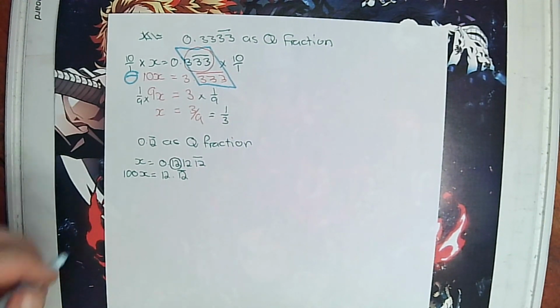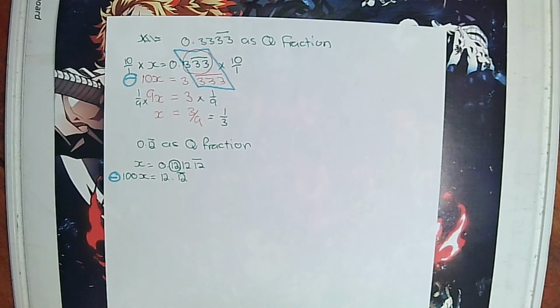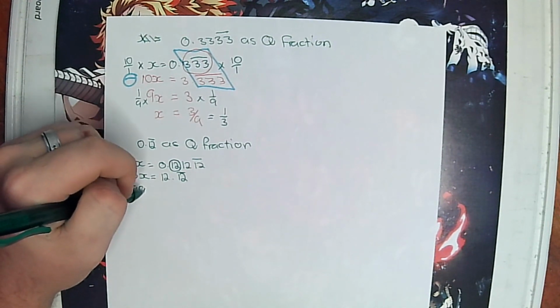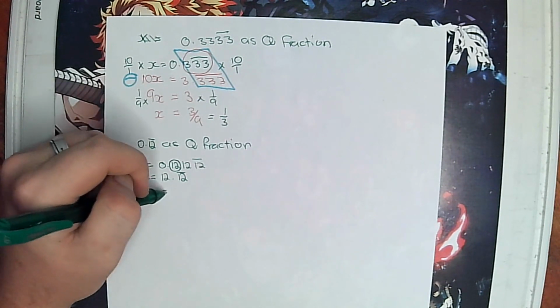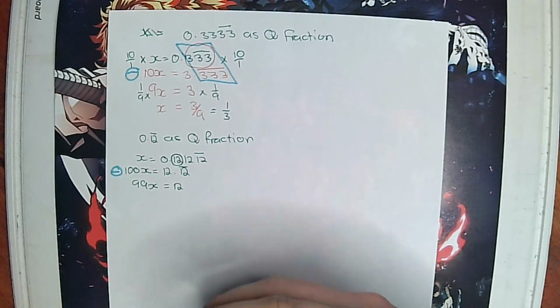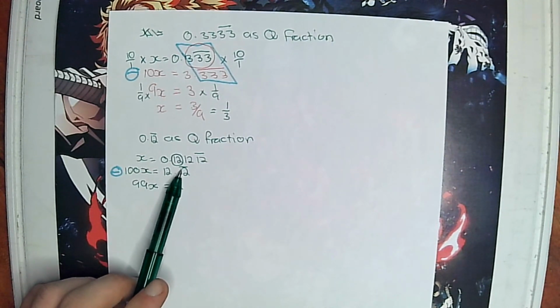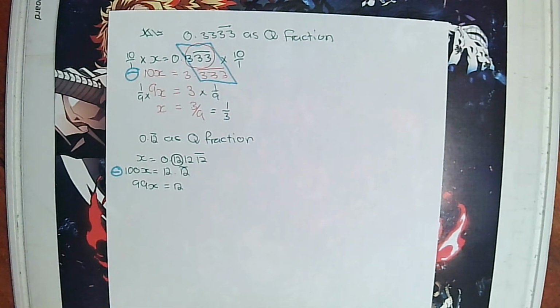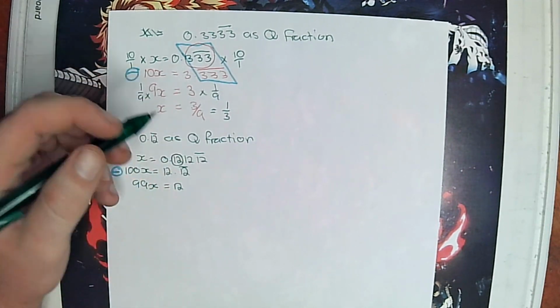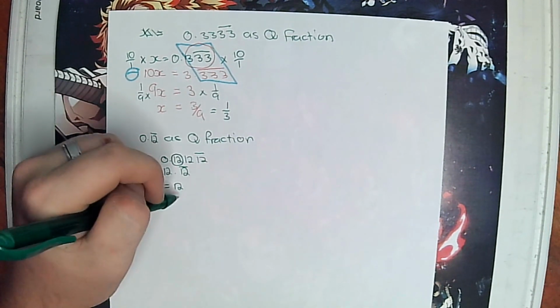So if we eliminate this equation, this would become 99x, and 0 minus 12 would still give you 12. Pretty simple. And these repeating decimals subtract from each other, so they basically cancel out. Then all we have to do is apply our basic equation knowledge, write it as 12 over 99, and we have to simplify that.